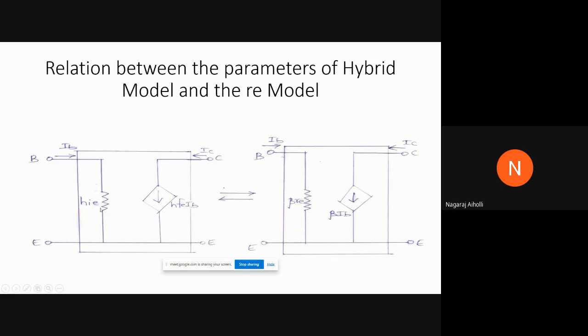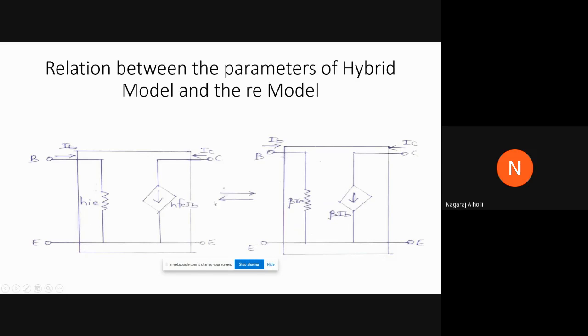Here if we see, this is HIE, this resistance, right? Both are almost similar. Therefore, this HIE is nothing but beta RE. If you look into both, the main structure of both is the same. Here it is HIE, here it is beta RE. That means HIE will be equal to beta into RE. Then here it is HFE IB, here it is beta IB. That means HFE will become equal to beta.